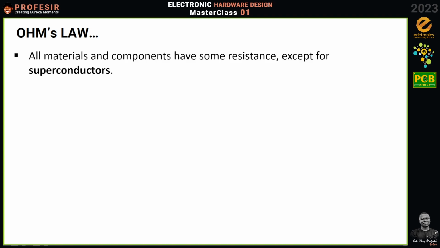Okay, now let's look at some things. I'm going to state some facts and build an argument over there, right? All materials that we know and components have some form of resistance, okay? Because we said conductivity is not perfect in materials. So if conductivity is not perfect, it means that materials have the ability to resist the flow, okay?